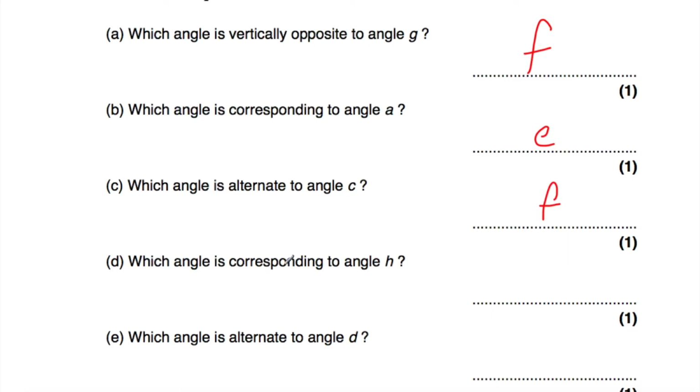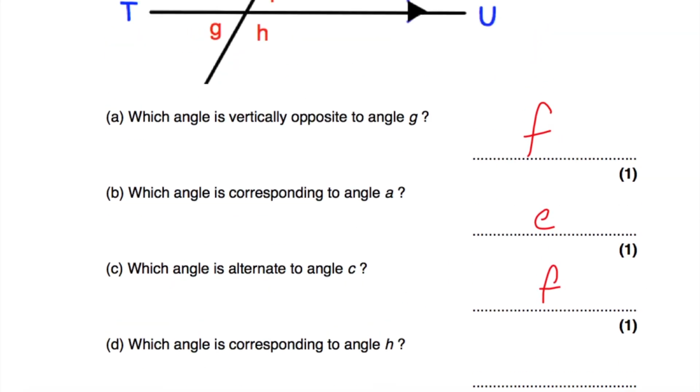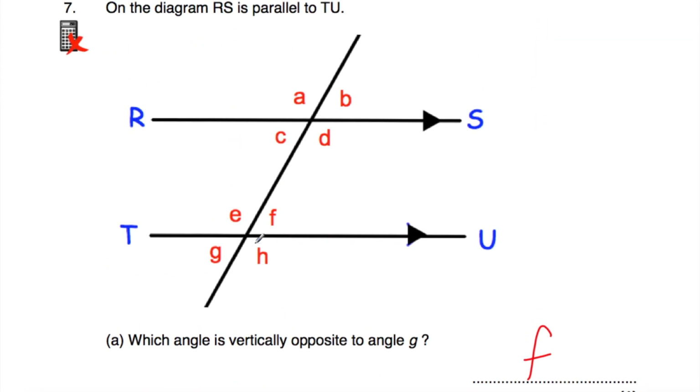Okay, let's look at part D. It says which angle is corresponding to H. Now we've actually talked about the corresponding angles already. H is the bottom right one, and as you notice here, D is the bottom right. So H and D are corresponding to each other. So the answer is going to be D. D is corresponding to H.